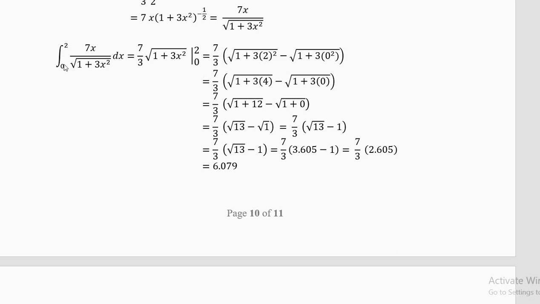First put b equal to 2, a equal to 0. You'll get 3 into 2 squared, which is 3 into 4, 1 plus 12, square root of 13. Or in the case of 0, you'll have 1 plus 3 into 0 squared, 1 plus 3 into 0 is 0, 1 plus 0 is square root of 1, square root of 1 is 1. So now you have 7 by 3 into square root of 13 minus 1. Square root of 13 is 3.605 minus 1, you'll get 2.605 into 7 by 3, you'll get 6.079. Do these calculations very carefully.